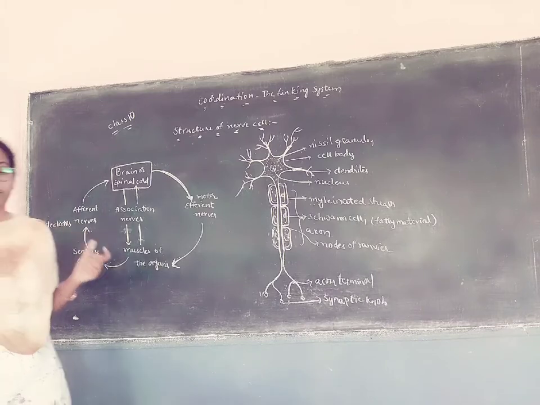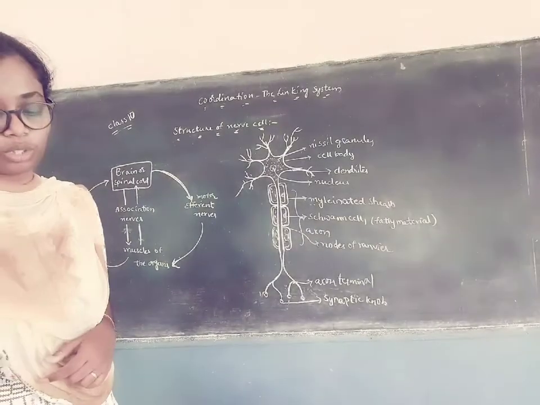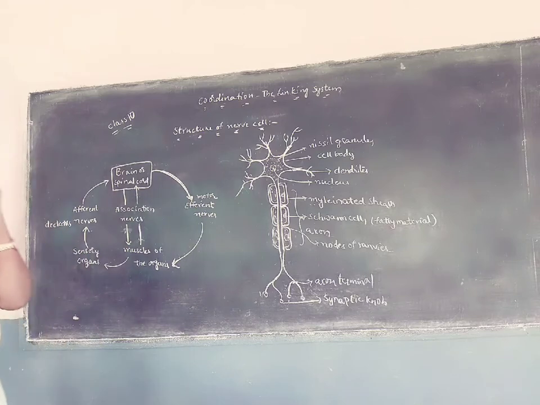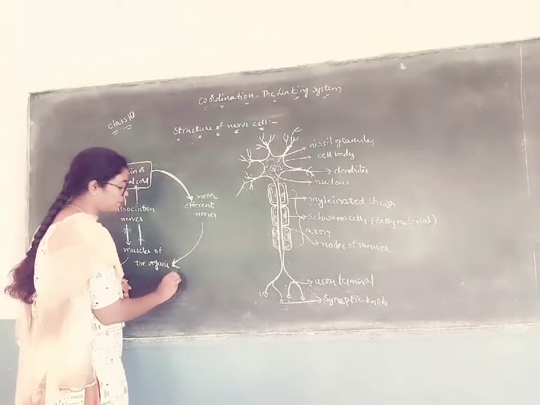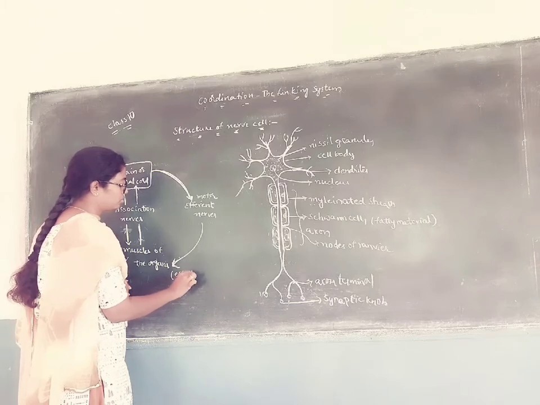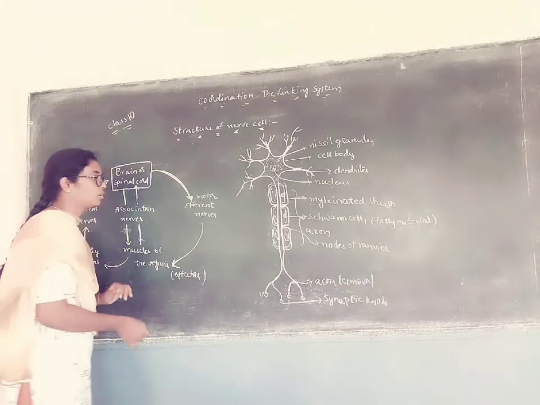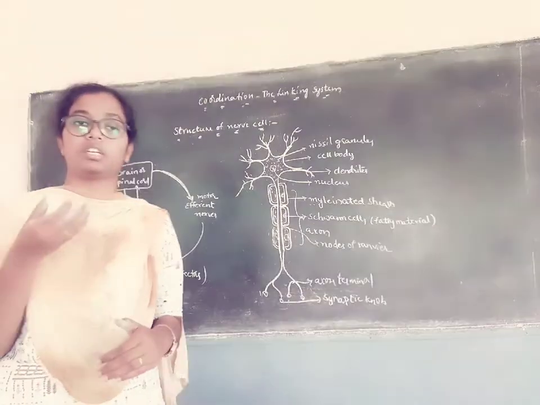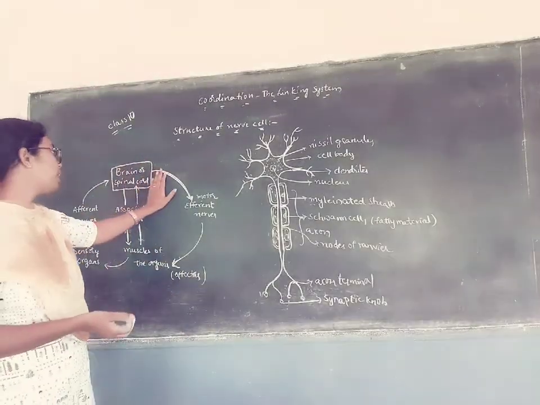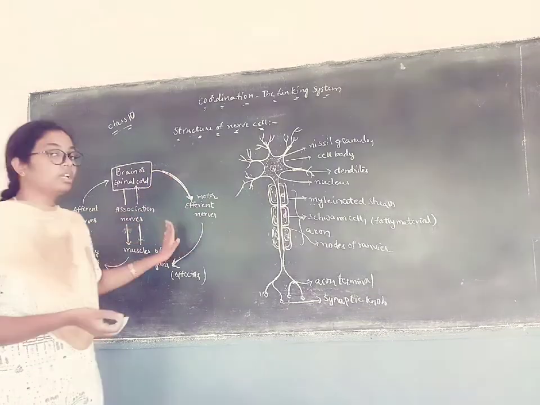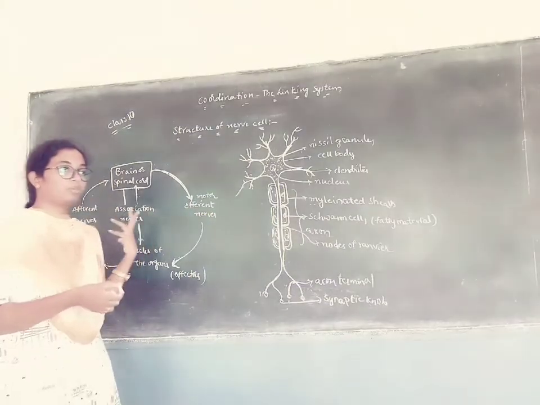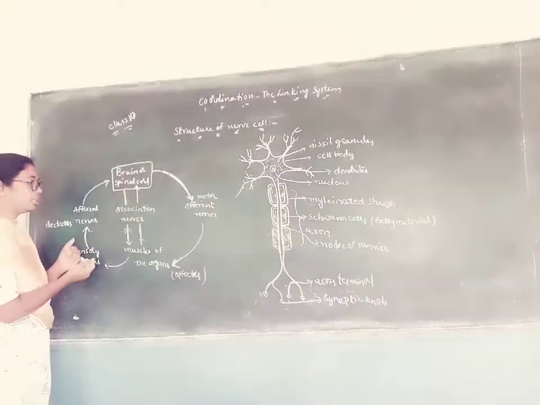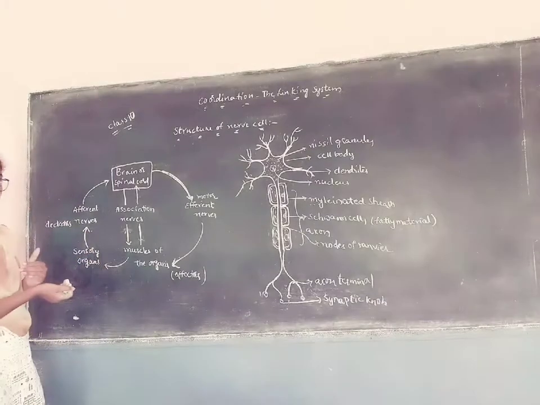So sense organs are known as detectors, and the motor organs are known as effectors. Detectors transfer information to the brain, and the brain transfers information to the effectors. Okay. Through this, there is proper coordination between effector and detector.